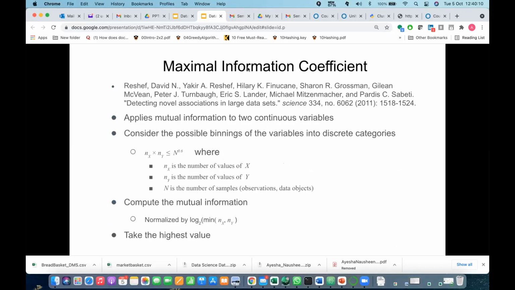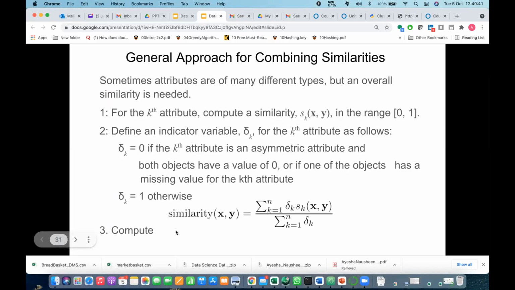Then another measure is the maximal information coefficient. It applies mutual information to two continuous variables. Consider the possible binnings of the variables into discrete categories, with nX multiplied by nY less than or equal to n to the power 0.6, where nX is the number of values of X, nY is the number of values of Y, and n is the number of samples. Then compute the mutual information normalized by log2 of the minimum of nX and nY. Take the highest value. This is called the maximal information coefficient. All these things you need to study by looking at the textbook. You need to solve them on your own, then only will it go into your mind.